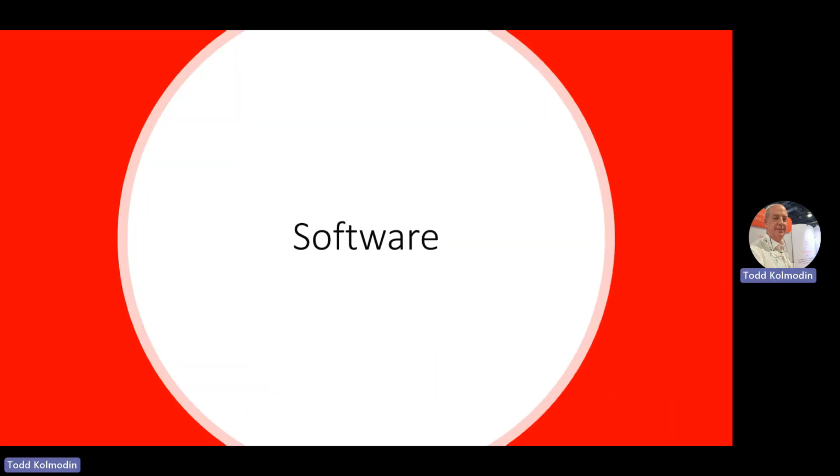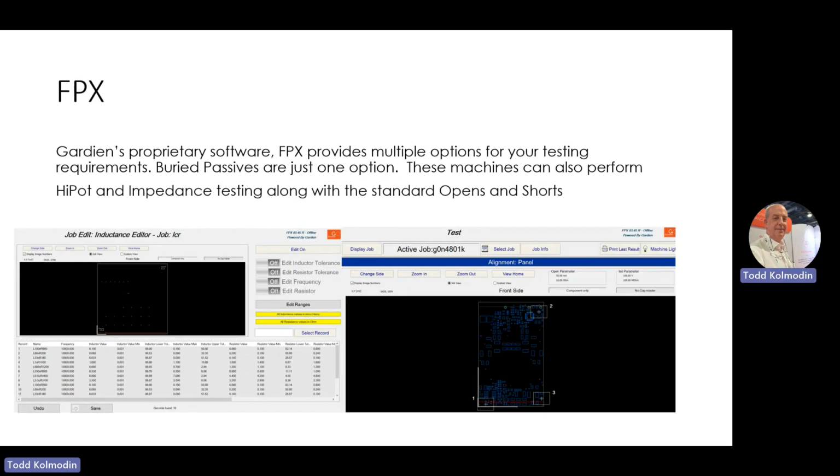The other thing is when you're doing passive testing, it all drives from software. What is the software able to do? How does it perform the tests? And Guardian supplies our own proprietary software. It's called FPX, and we have options for many different types of tests right out of the box. And it's just basically a licensing type of thing. Add more options to your license, and it's that easy.